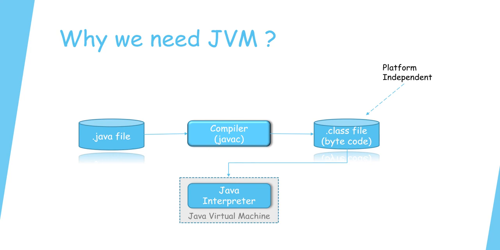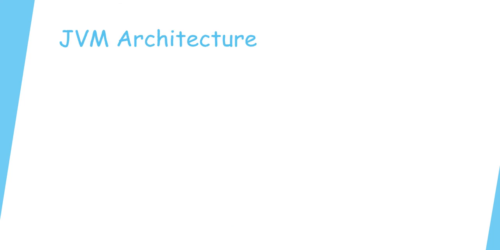And JVM resides inside JRE. That is the reason we need JRE on any machine where we want to run Java applications. JVM is used in other languages also, like Scala, Groovy, JRuby or Clojure. Let's see how exactly JVM works internally.